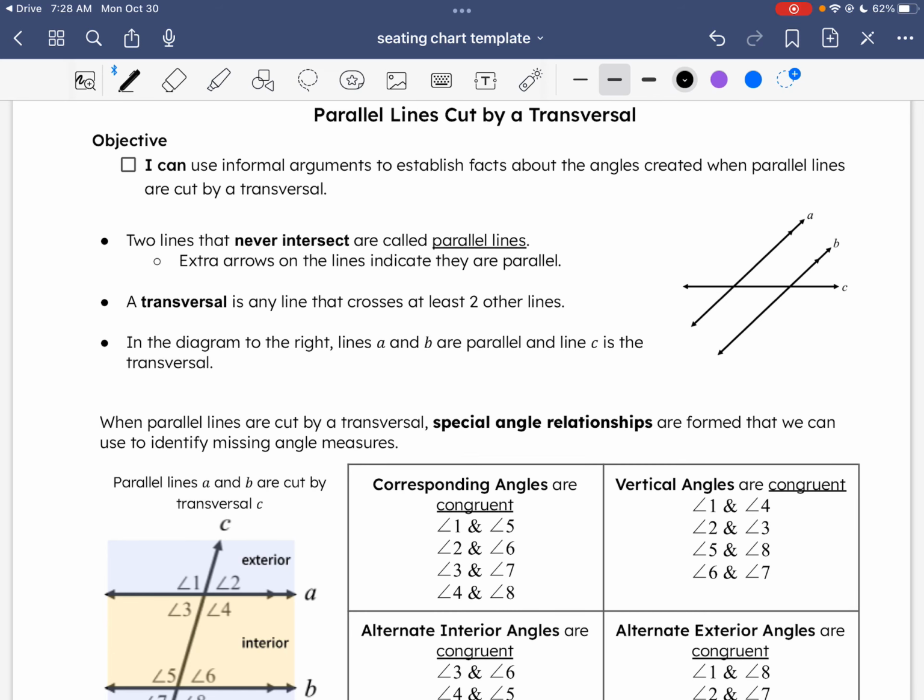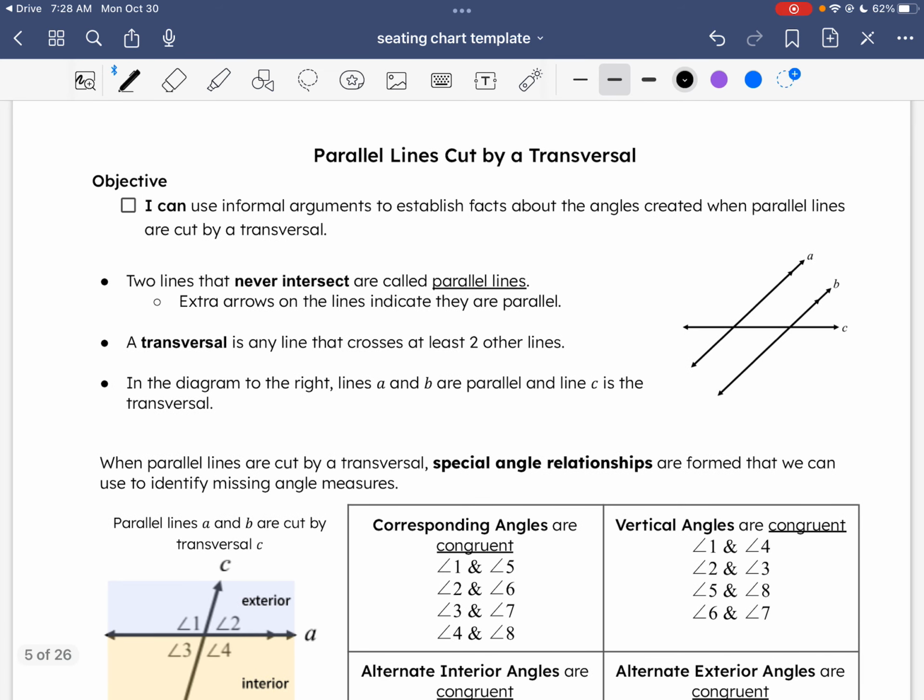Hey, these are our notes for parallel lines cut by a transversal. If at any point in the notes you want to try and work a problem by yourself and then see if you got it right, you can just pause the video, work the problem, and then continue playing. So our objective is to be able to use informal arguments to establish facts about the angles created when parallel lines are cut by a transversal.